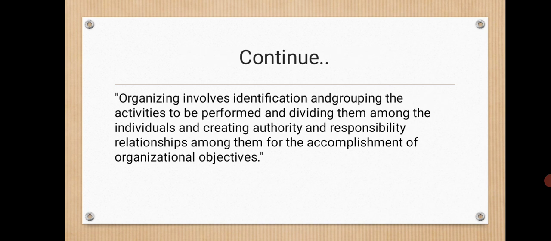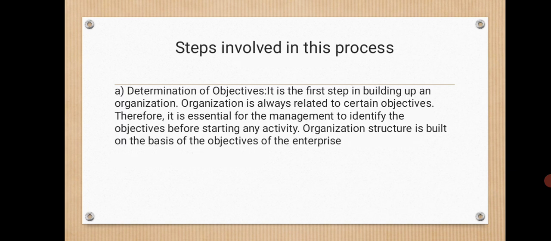Organizing involves identification and grouping the activities to be performed and dividing them among the individuals, and creating authority and responsibility relationships among them to accomplish the organizational objectives. Steps involved. There are various steps involved in this process. Let us see one by one.